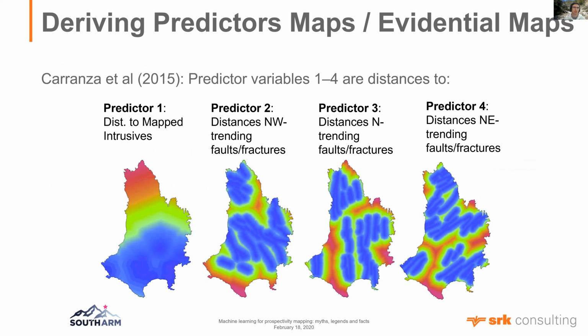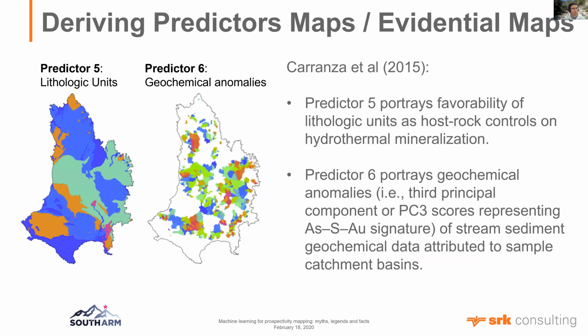So you'll create what are called predictor maps or evidential maps. For example, if you know that you have to be close to intrusives to find deposits, you'll calculate the distance to the mapped intrusive. That's a good evidential map. You can calculate the distance to different types of faults. Or you can map the different lithological units, because you know that some units are more prospective than others. Or you can detect geochemical anomalies using geochemical analysis, because you know that some anomalies might be related to your deposits. Each one of these evidential maps can help you focus your targeting for deposits.